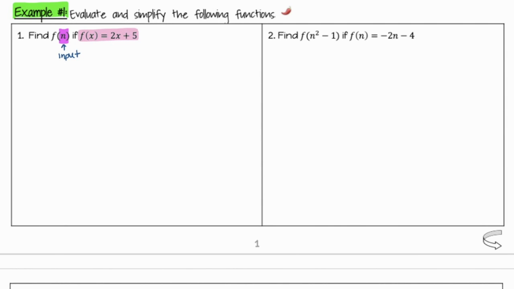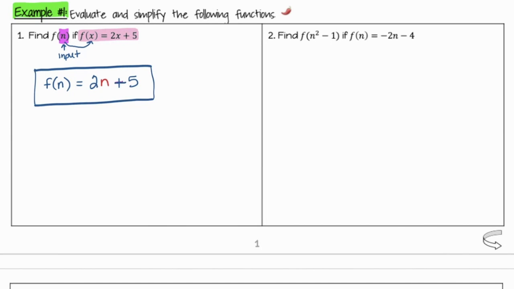You are going to be replacing wherever you see an x with an n. So I'm going to rewrite. In this case, I'm looking for f of n. My rule is 2 times x, but no longer do I want an x. I'm going to replace it with our input of n plus 5. So this is a nice easy one because that's all I have. My input is now an n. My original input was an x, but I don't want an x anymore. I want an n.